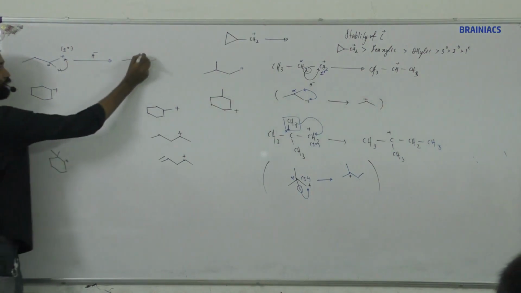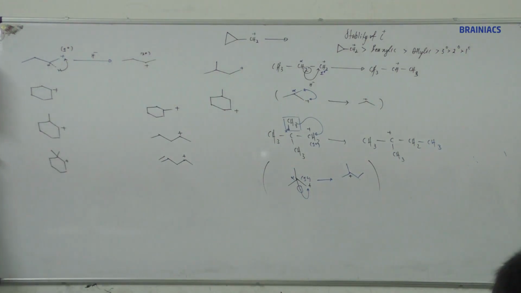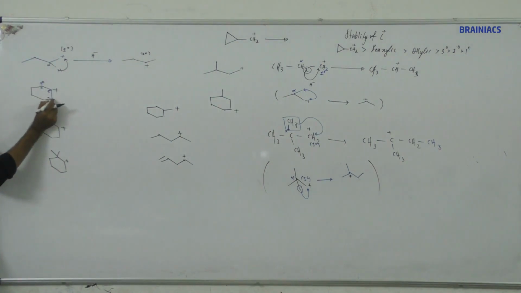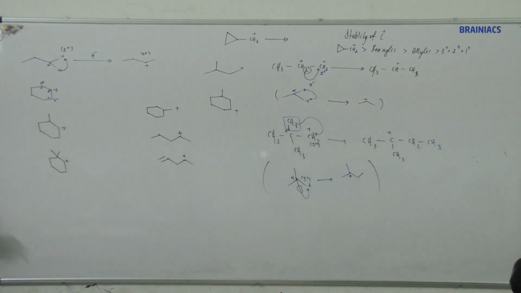So it becomes a secondary, right? Agree, fine. What about this one? This is a secondary one, right? This alpha is also secondary, so no need of rearranging. So no shift, no rearrangement. Okay?